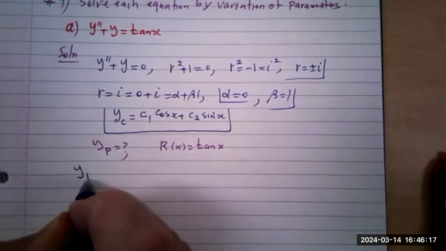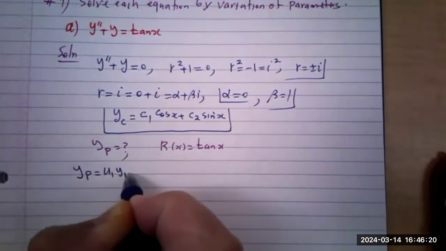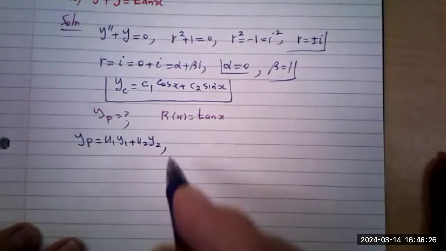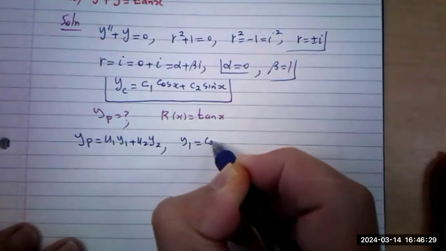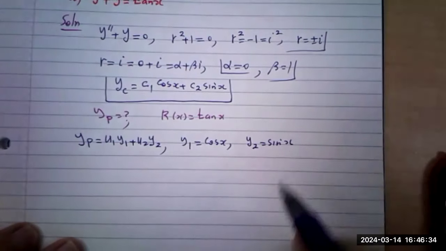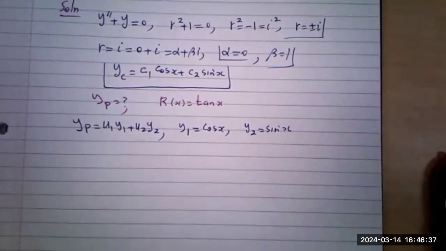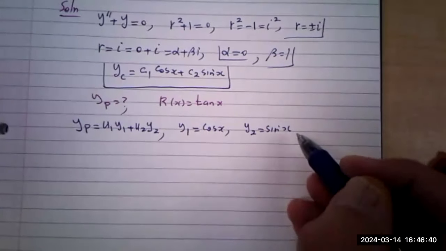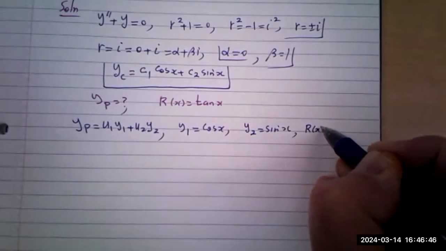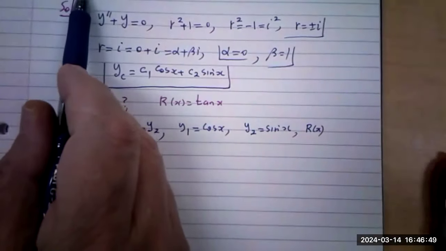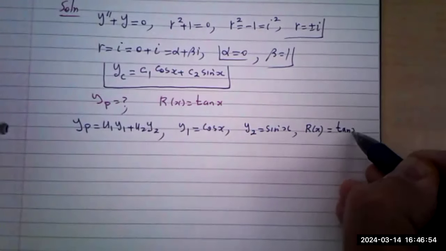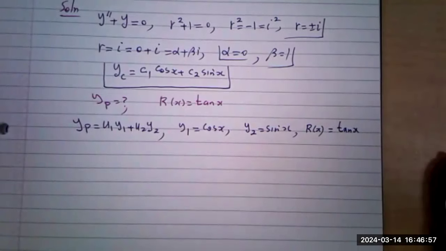So what we're going to do, in order to get it, is the variation of parameters method. This is it. YP would be U1 Y1 plus U2 Y2. To identify, your Y1 is cosine of x. Your Y2 is sine of x. Okay. So these are the ones that you have. And then you have to identify R of x. When you identify R of x, be careful, the coefficient of y double prime must be 1. So if it's anything else, you divide it. In this case, this is fine. So that gives you tangent of x.